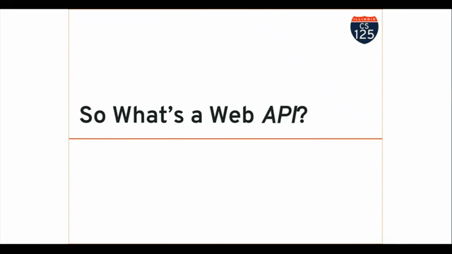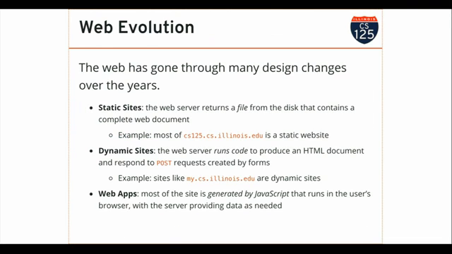Okay. Let me go back quickly to this slide about web evolution. Most of the sites that you use today are not even these dynamic sites, even these second-generation web applications. A lot of the sites you use today are complete web applications. So what does that mean? When you go to the forum for this class, CS 125 forum, here's what happens. You get sent a huge blob of JavaScript that's a complete forum program that runs in your browser.